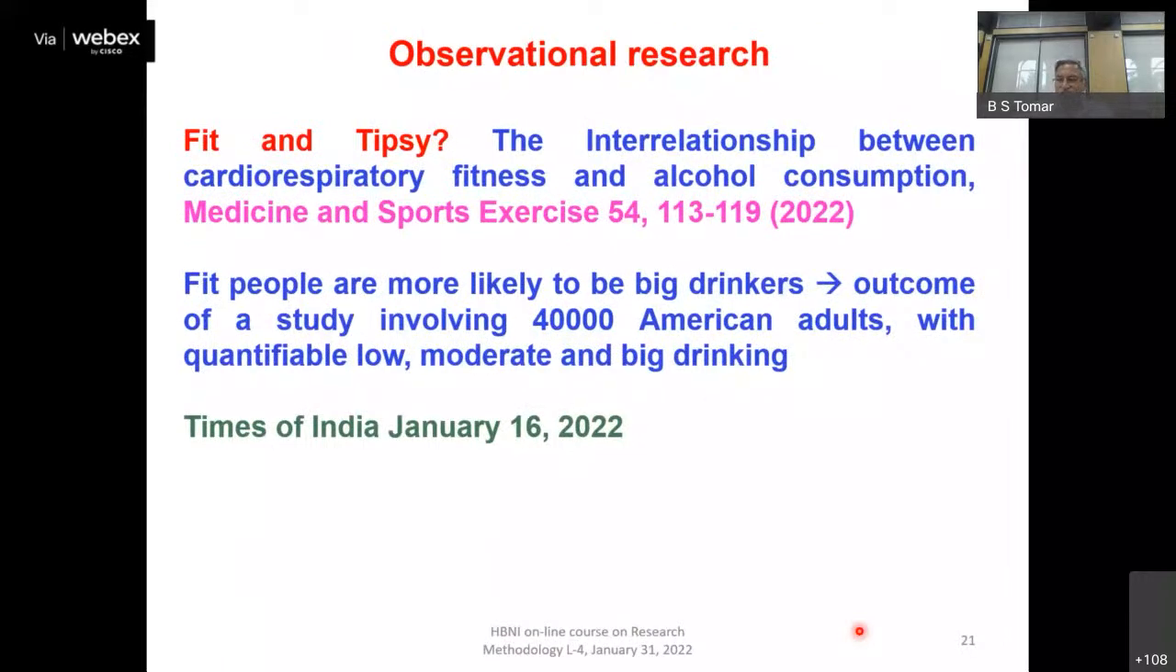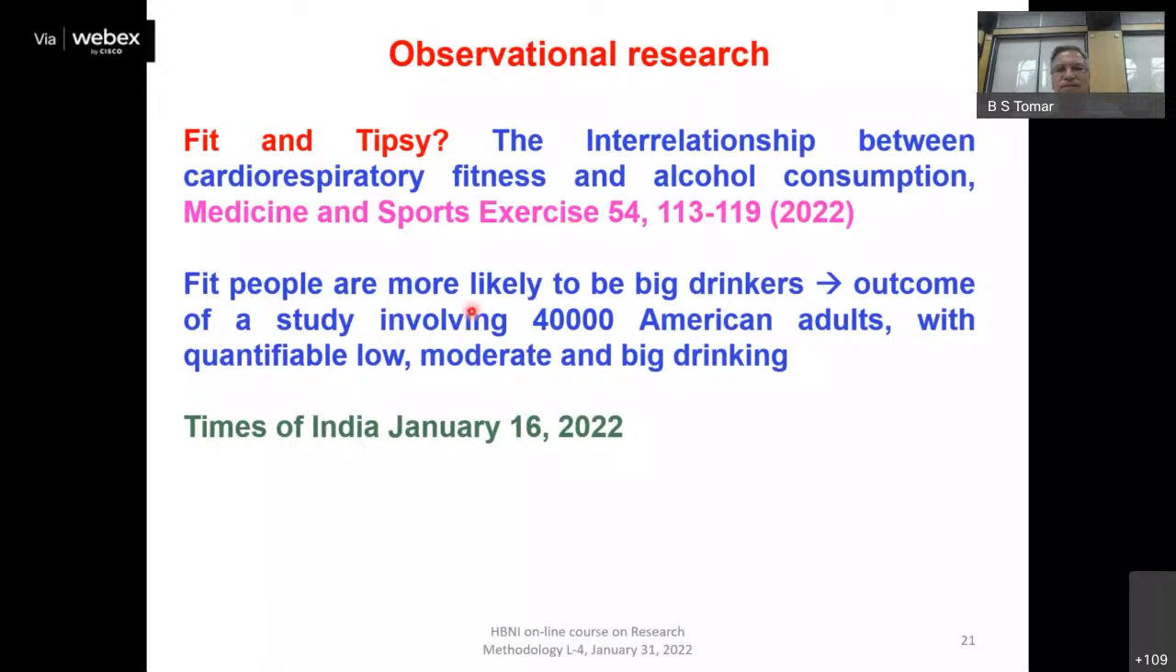One very interesting example I got two weeks back in the Times of India. I thought I could share it with you. So I was just reading the newspaper, and the title is "Fit and Tipsy, a Question." That means there is a relationship between cardiorespiratory fitness and alcohol consumption. Take it in a lighter vein, but mind you, it has been published in the Medicine and Science in Sports and Exercise research journal just very, very recently.